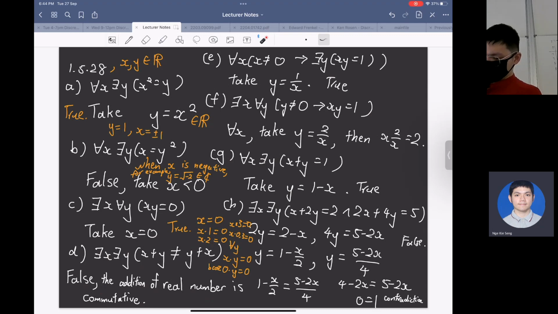Okay, next. So for every X, if X is not equal to 0, then there exists Y such that XY equals 0 and XY equals 1. True or false? Think first. True. Someone said true. Why?